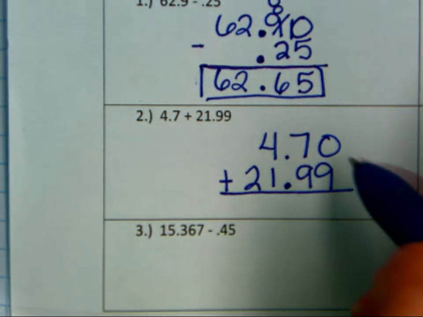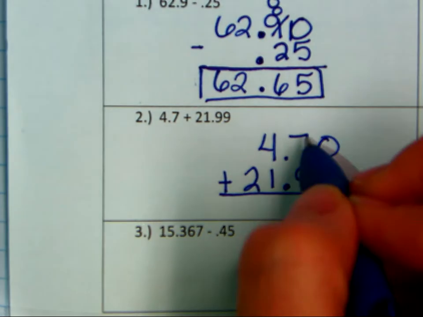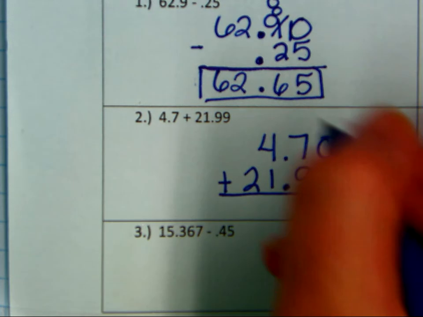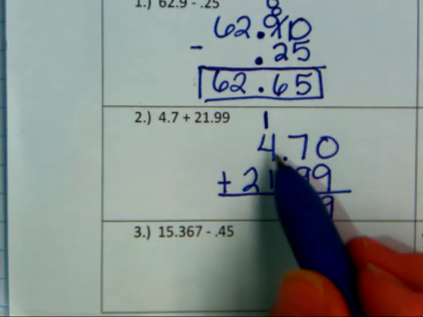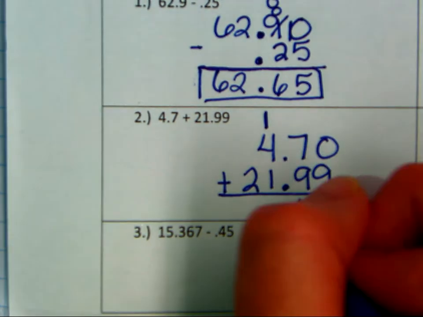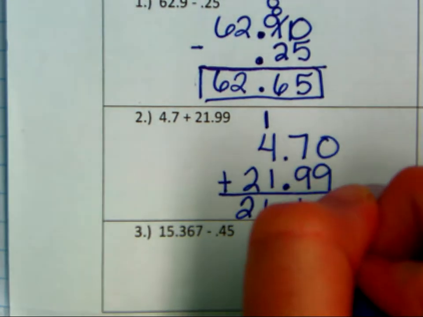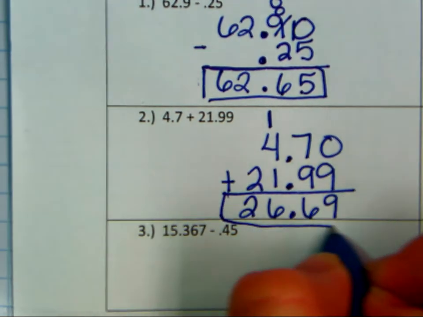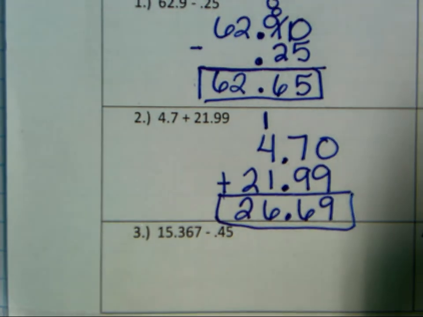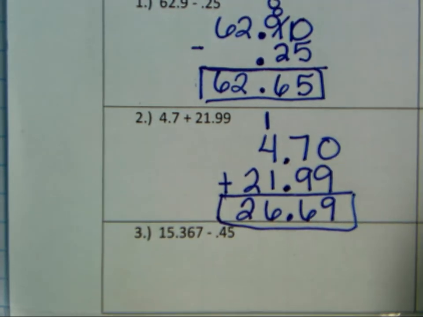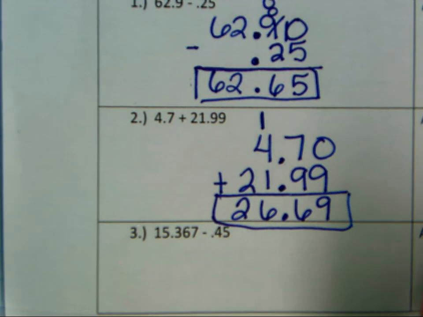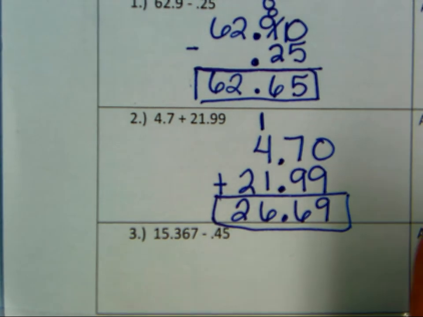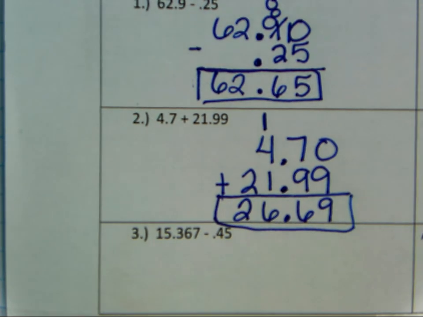Now I just add. 0 plus 9 is 9. 7 plus 9 is 16. Carry my 1. 1 plus 4 is 5, plus 1 is 6. Bring down my 2, decimal, decimal, drop. My answer is 26 and 69 hundredths. Sorry, that was messy. Be careful when you're circling, not like me.